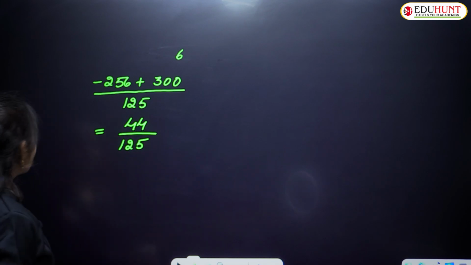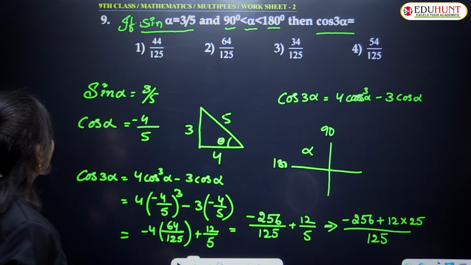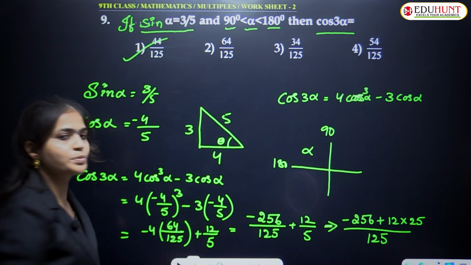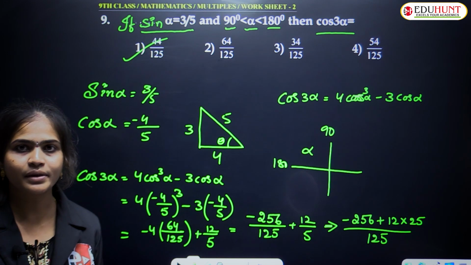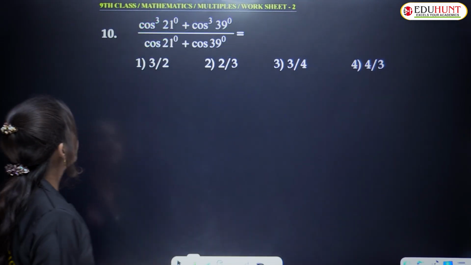Okay. So is the option there or not? See here, 44 by 125. Yes, option 1 is correct here. Understand? Yes. So children, see question number 10 here.